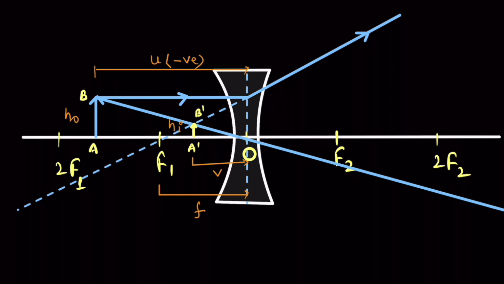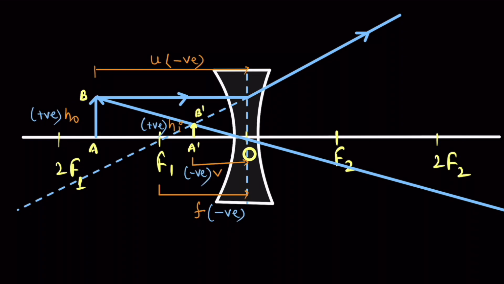Height of object is considered positive. Height of image is considered positive. Focal length is considered negative and V is considered negative.